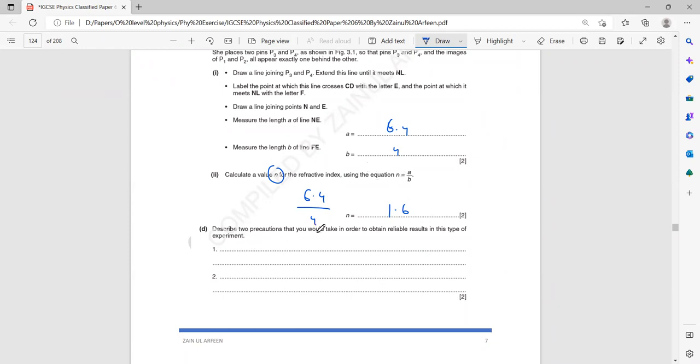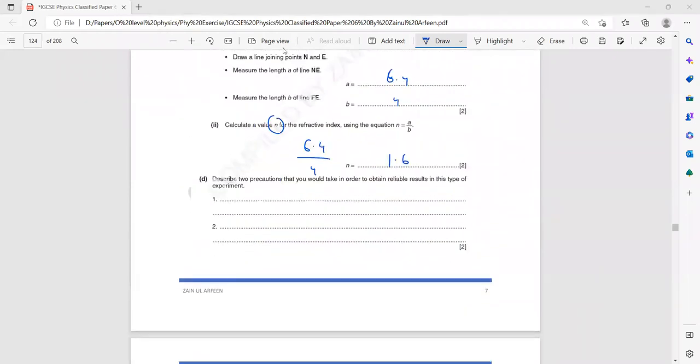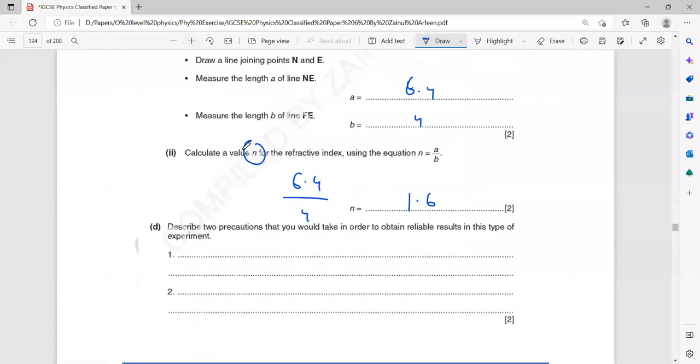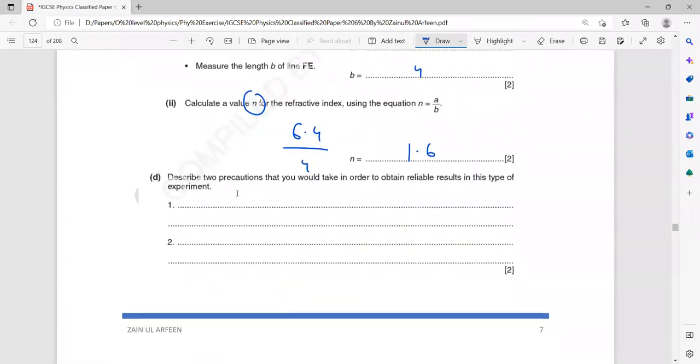Now describe two precautions you should take whenever we are doing this experiment, the light experiment in which we are tracing the path of the ray. What are the precautions we should take? We should always view the base of the pin. We should always keep a large spacing. We should use thin lines to draw the trace, because if we use thick lines, then the angles will be different. So what points do you have to keep in mind whenever you're doing such experiments?